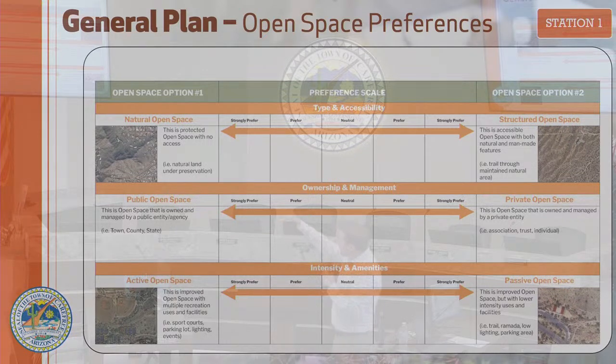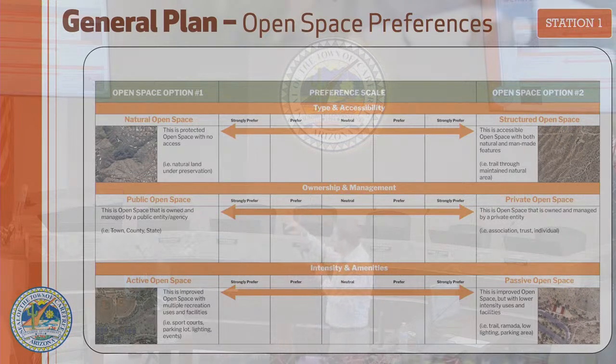So we have a couple of scales here to help us identify. The top one is looking at the type and accessibility of open space. You can see we have natural open space on the left and structured open space on the right. Then you can identify what your view is relative to that, if you strongly prefer one type of open space over the other. We have Post-it notes at that, so you can qualify it. If you say, well, in certain conditions, I favor this open space, in certain conditions, I favor that open space.